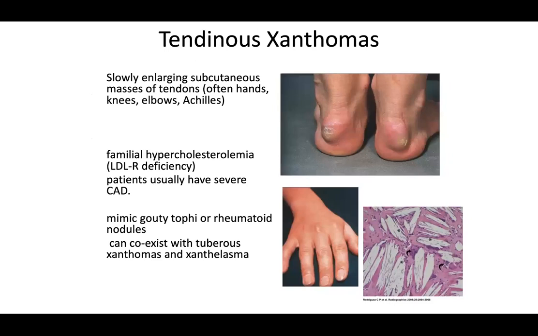Tendinous xanthomas slowly enlarge, and they're subcutaneous masses of the tendons, obviously, often showing up on the hands, knees, elbows, and Achilles region in the setting of familial hypercholesterolemia, which results from an LDL receptor deficiency. Patients usually have severe cardiovascular disease, coronary artery disease. These can mimic gouty tophi or rheumatoid nodules, and they can coexist with tuberous xanthomas and xanthelasma.